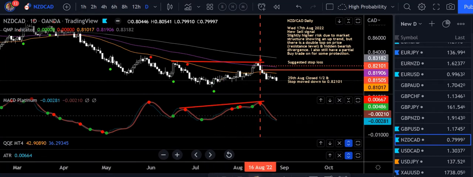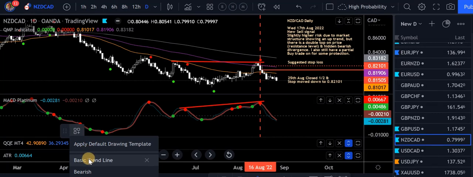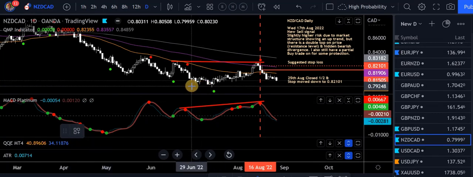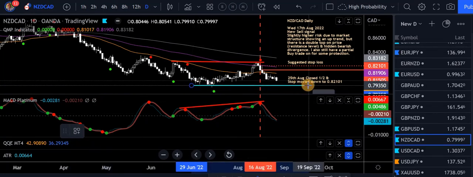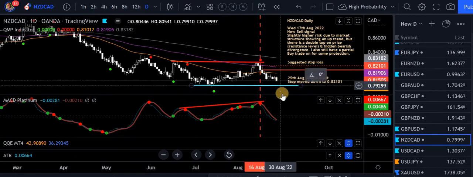Ideally, we want to break this, where's the trend line? Let's give me a trend line here, basic. So we want to sort of break this, we're looking at this low here, that's the sort of where we're aiming for, so see if we can get through that.